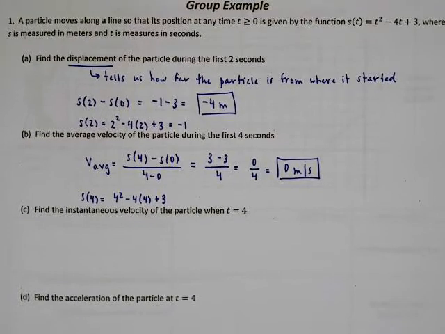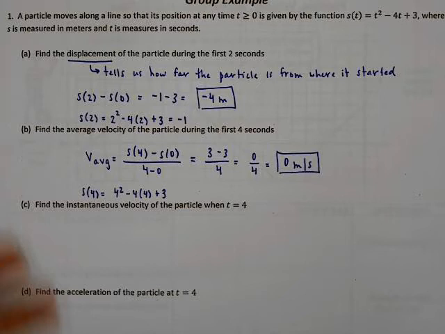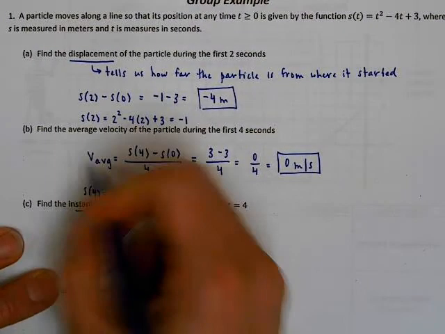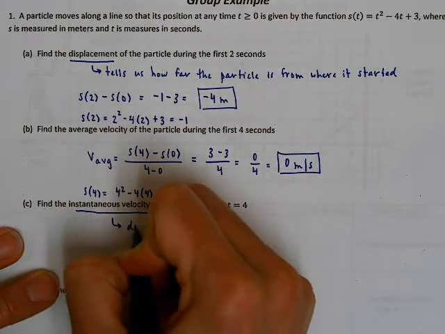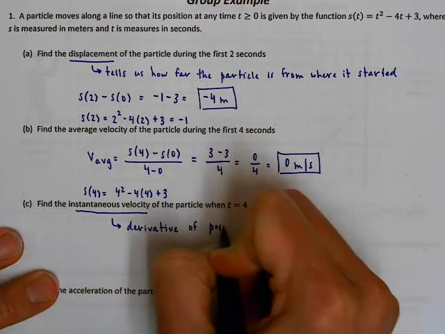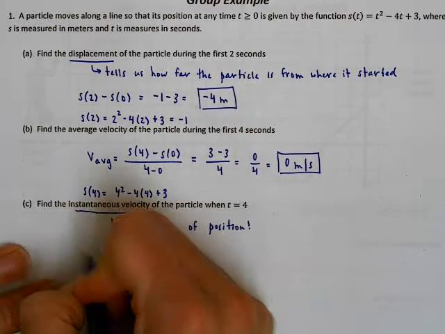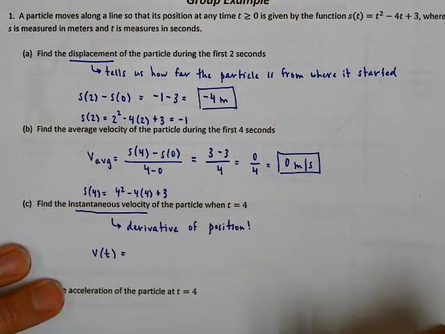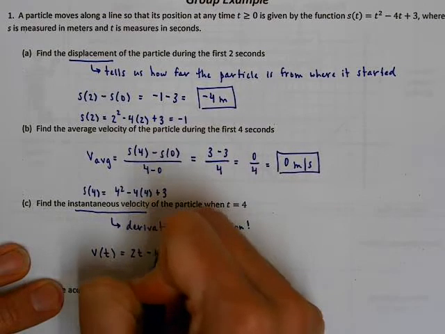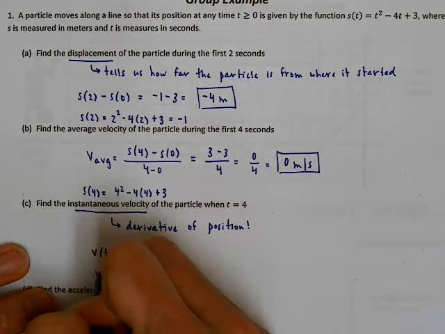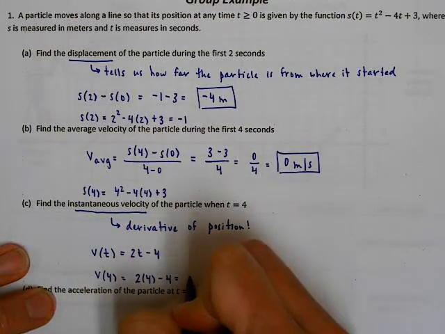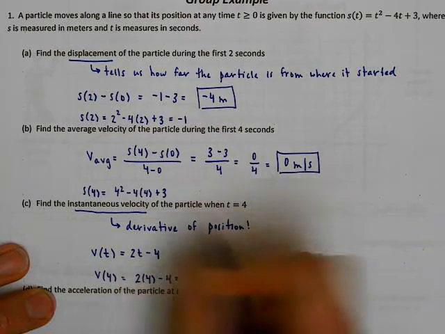All right, now for part C, this is the instantaneous velocity, right? I'm looking at a specific point in time, so I know this is going to be the derivative of my position function. So my instantaneous velocity, we call that v of t, is going to be, if I look at my function, 2t minus 4. So at t equals 4, I'm finding v of 4, which is 2 times 4 minus 4, or 8 minus 4, which is 4, and again my units will be meters per second.